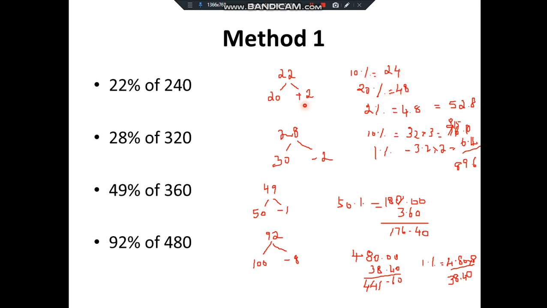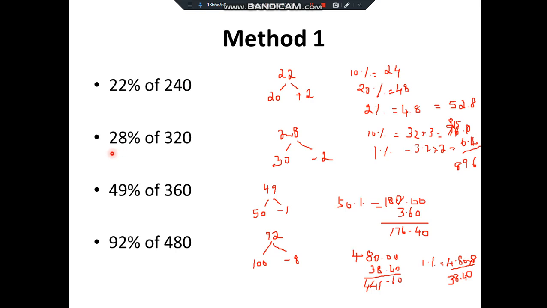Next, we have got 20 percentage, and left is plus 2 percentage. See, 20% is 48, so 2% is 4.8. Add the two numbers, 20 plus 2: 48 plus 4.8, which is 52.8. Hope you understood. This is how you have to solve it. This is like a split up method.